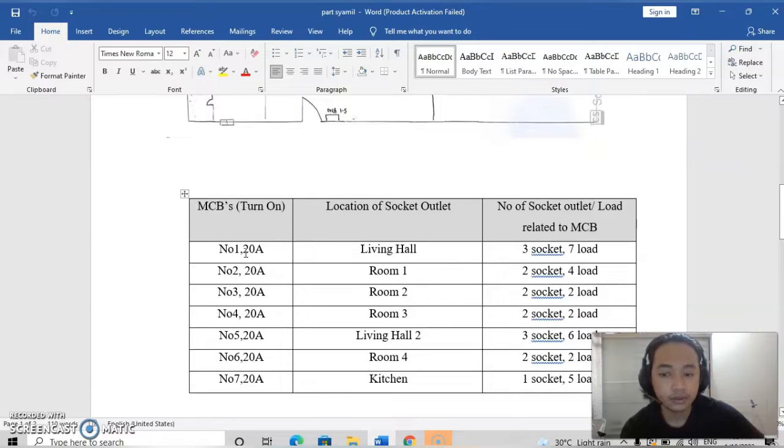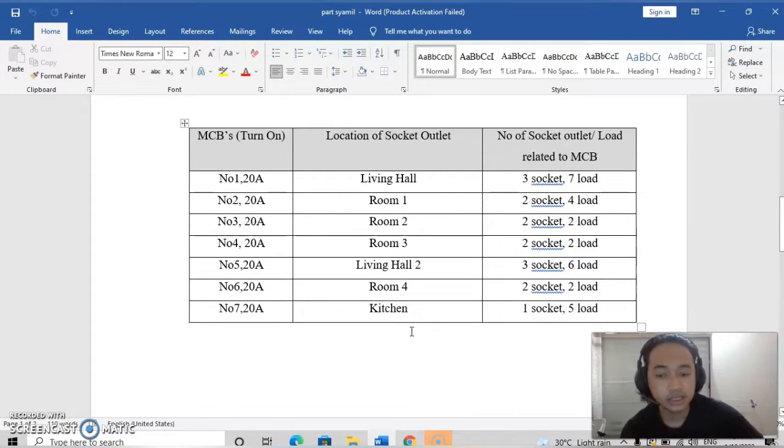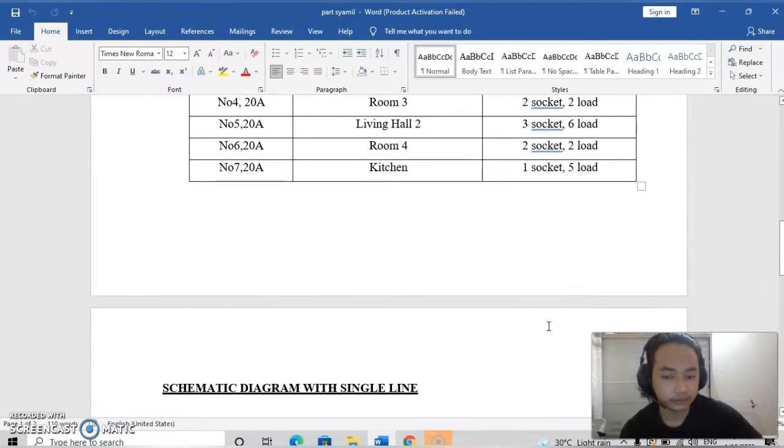MCB turns on. For number 1, 20 ampere is living hall, which is 3 socket 7 load. Number 2, room 1, 2 socket 4 load. Number 3, room 2, 2 socket 2 load. Number 4, room 3, 2 socket 2 load. Number 5, still same 20 ampere, living hall 2, 3 socket 6 load. Number 6, room 4, 2 socket 2 load. And lastly, the kitchen, 1 socket 5 load, which is 4 lamp and 1 fan.